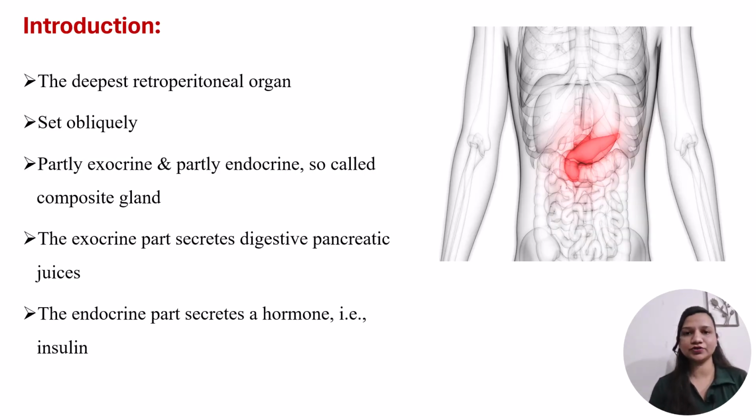First we'll see the introductory points related to the pancreas. The first thing you have to keep in mind is that the pancreas is the deepest retroperitoneal organ. Retroperitoneal means it is present behind the peritoneum. The pancreas is set obliquely in the body, as you can appreciate here in this picture, like in this direction.